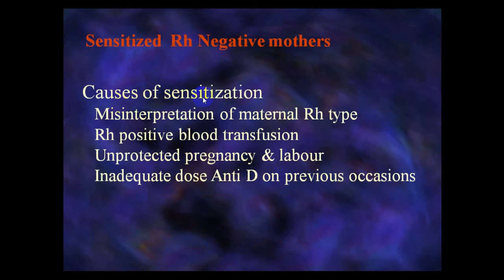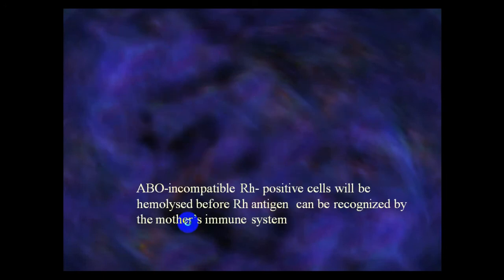Causes of sensitization: misinterpretation of the maternal Rh type, Rh positive blood transfusion, unprotected pregnancy and labor, and inadequate dose of anti-D on a previous occasion or in a previous pregnancy.